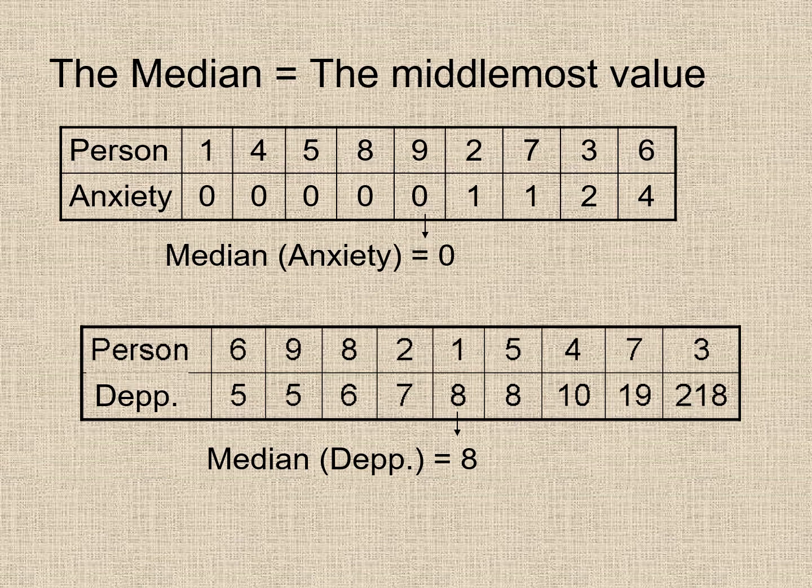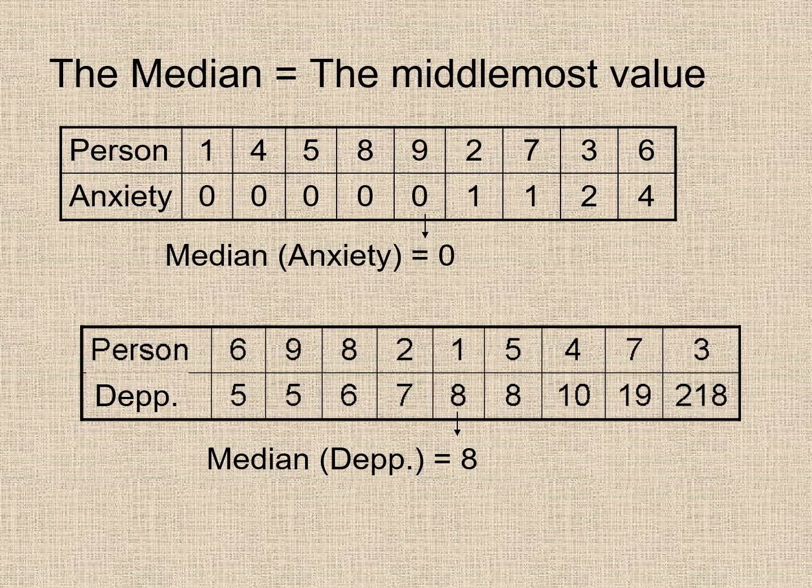Another much more popular measurement of central tendency is the median, the middlemost value. So for instance, here we have nine persons and their level of anxiety. What we do then is sort the values from the lowest to the highest, or if you wish, from the highest to the lowest. And then the median is the middlemost value. So in this case, we have a 0 as the middlemost value, and so the median level of anxiety in this group of 9 individuals is 0.